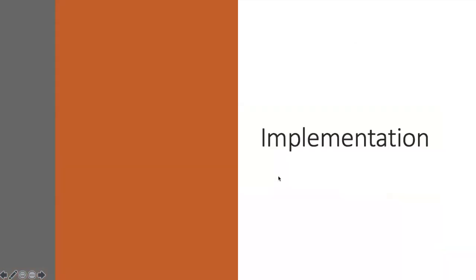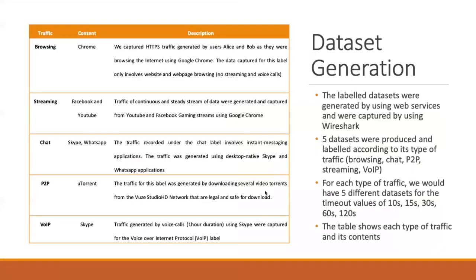Let's start with our implementation. First off is the dataset generation. We generated 5 types of services traffic, being browsing, streaming, chat, P2P, voice over internet protocol. We captured it using Wireshark. Then we pre-processed the PCAP files using CIC flow meter into 5 timeout values, which are 10, 15, 30, 60, and 120 seconds. The table shows the types of services and how they were generated.